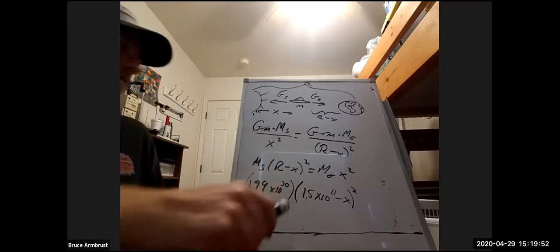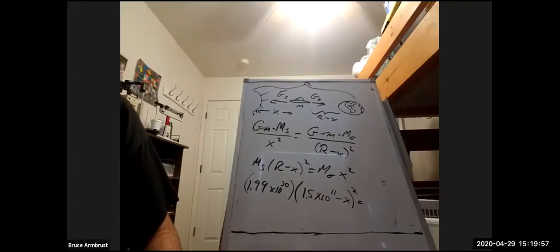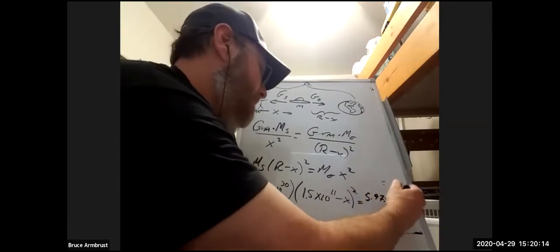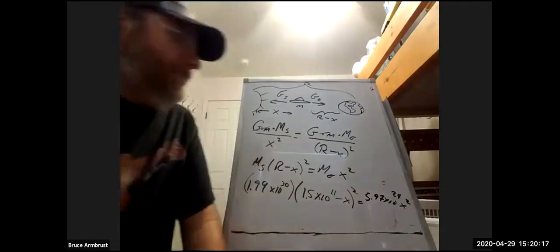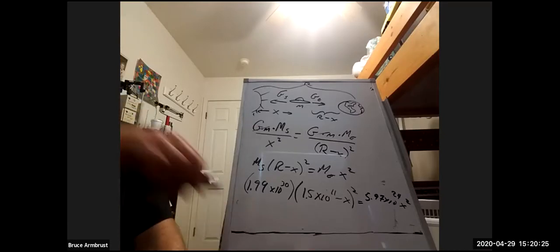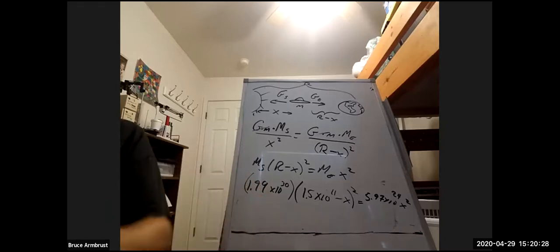All right, so that's R. And then the mass of the Earth, let's see, its mass, 5.97 times 10 to the 24. So there's the equation that we need to solve for X. So I'm going to go ahead and just try and put that into my TI-89.